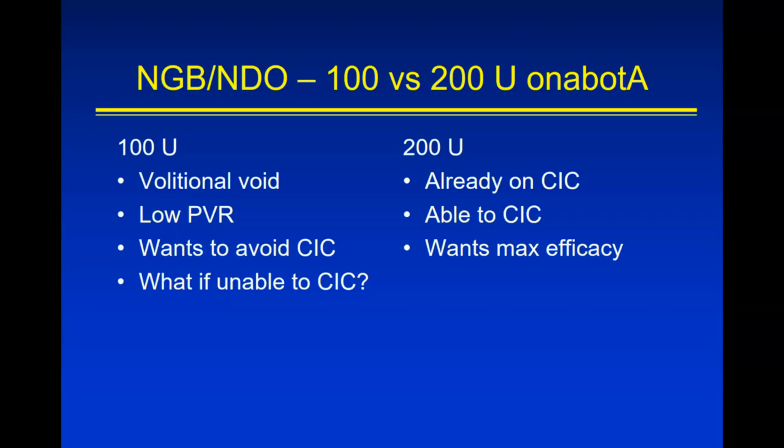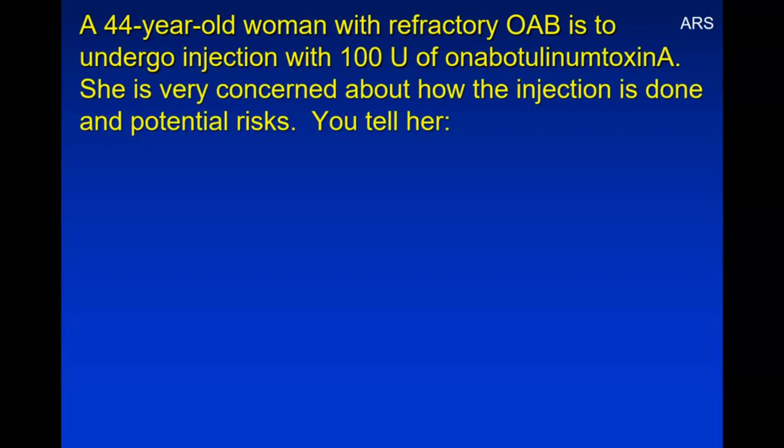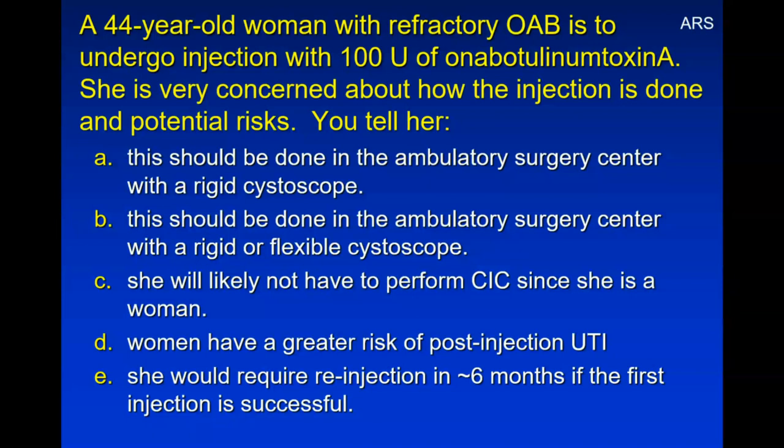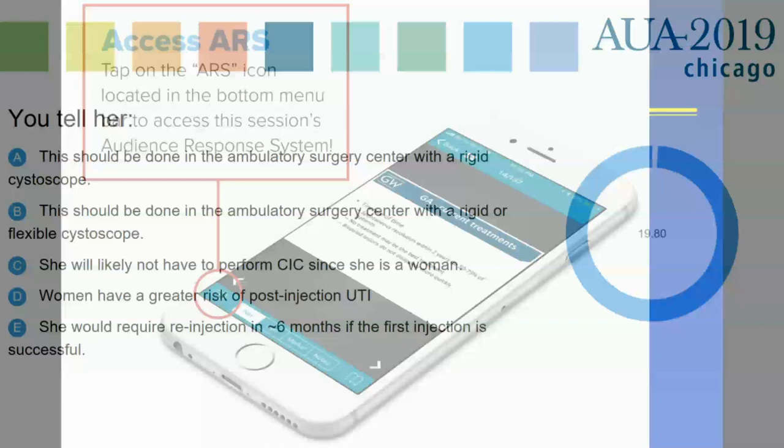So other questions, right? I'm just going to go right to all the answers. A 44-year-old woman with refractory OAB is to undergo injection with 100 units of onabotulinumtoxinA. She is very concerned about how the injection is done and the potential risks. You tell her: it should be done in the ambulatory surgery center with a rigid scope; it should be done in the ambulatory surgery center with a rigid or flexible scope; she will likely not have to perform CIC since she's a woman; women have a greater risk of post-injection UTI; and she'd require re-injection in approximately 6 months.